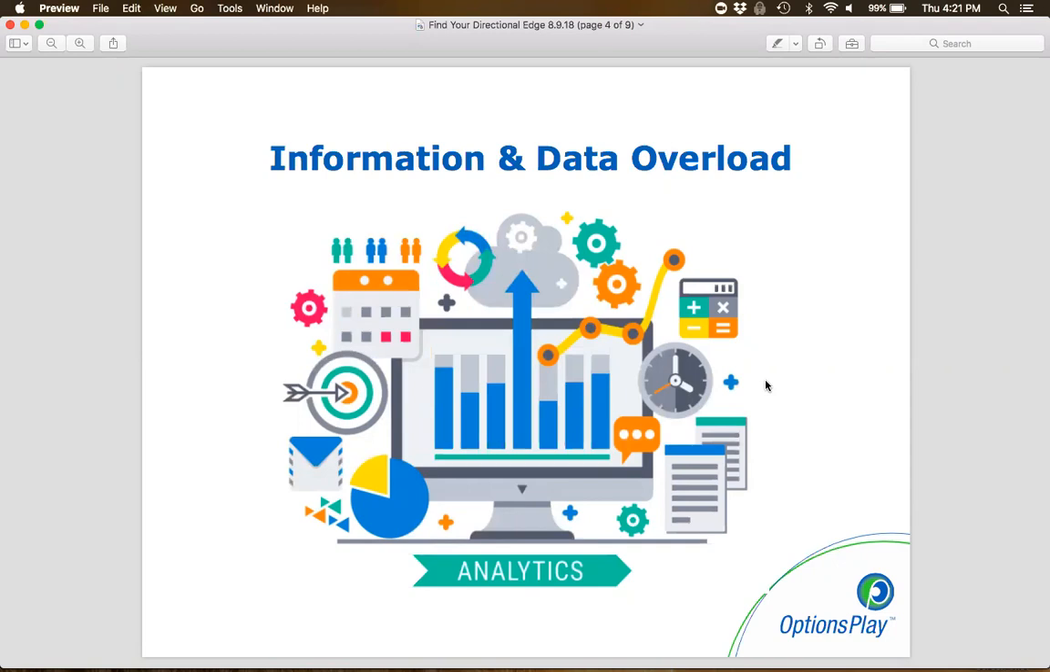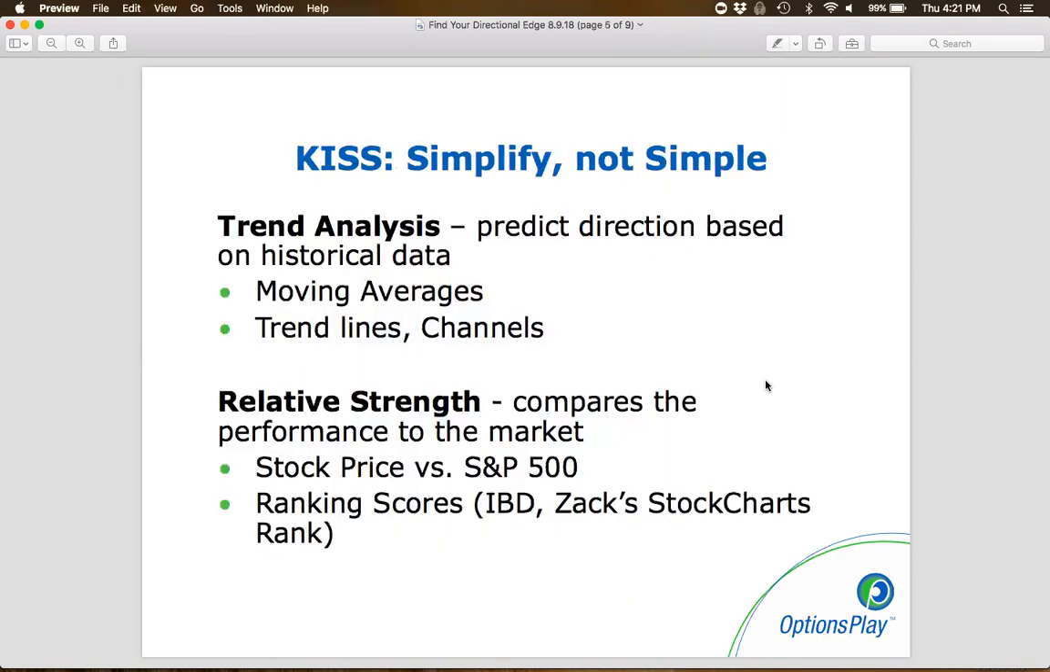So what we're proposing here at OptionsPlay is really the concept of keeping things simple. And when we say that, what we're really trying to do is simplify your life and not necessarily make it simple. And there's a difference between the two. What we're proposing is using 2 different indicators to simplify your life. Number one, we want to look at trend analysis, and then we want to look at relative strength.